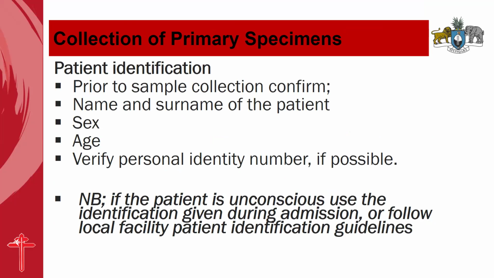Then the patient identification. Prior to sample collection, we have to confirm the name, the surname of the patient, the sex, the age, and also verify the personal ID number if possible. There's a note that if the patient is unconscious, you have to use the identification given during the admission. Sometimes you find that you cannot get the details directly from the patient, so there's a provision for that.